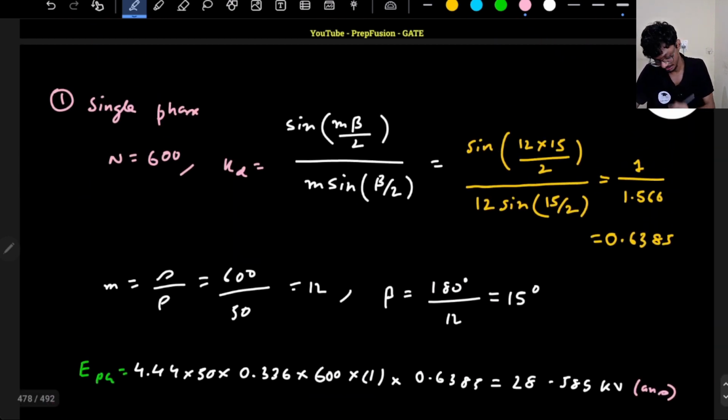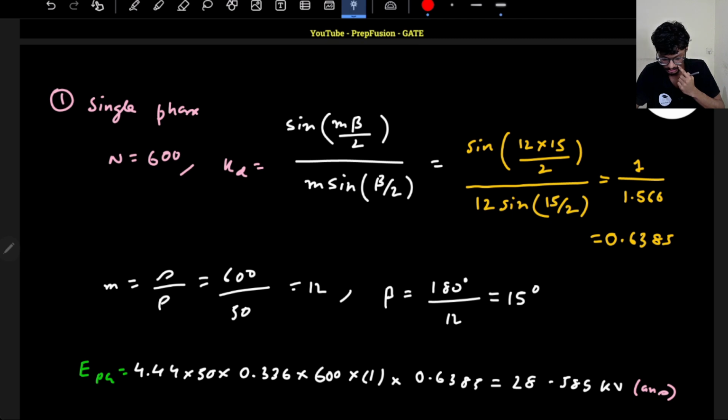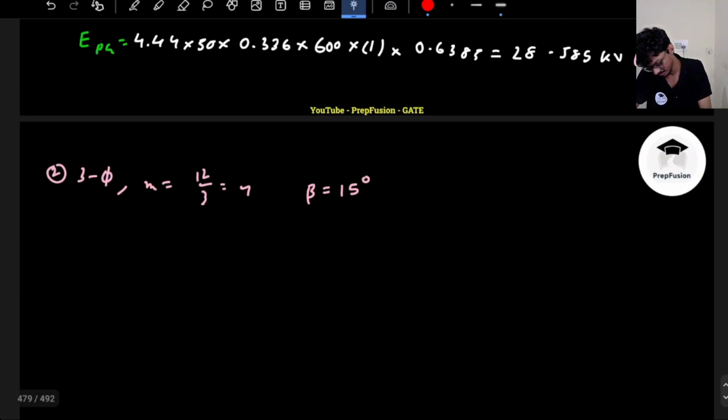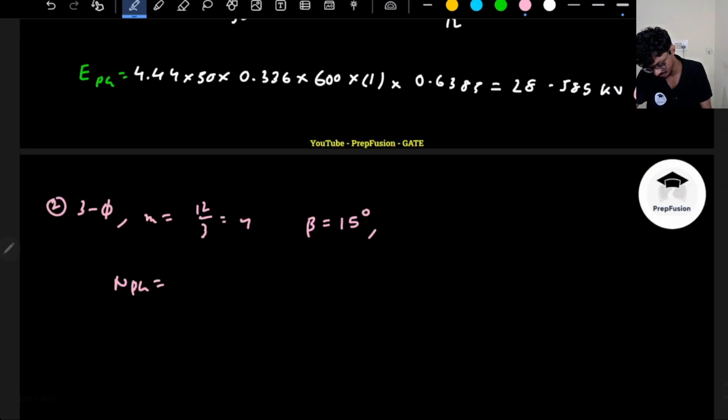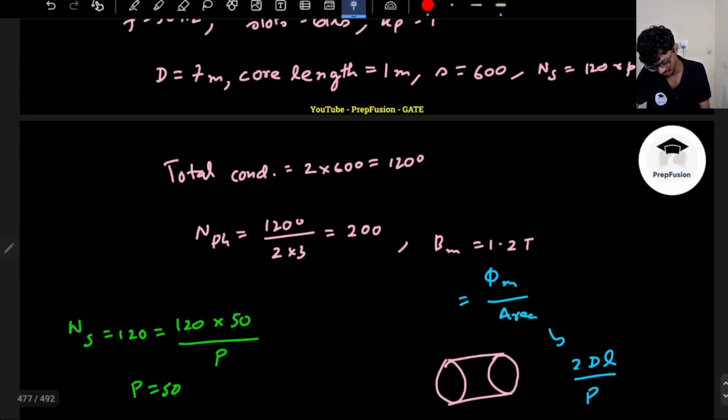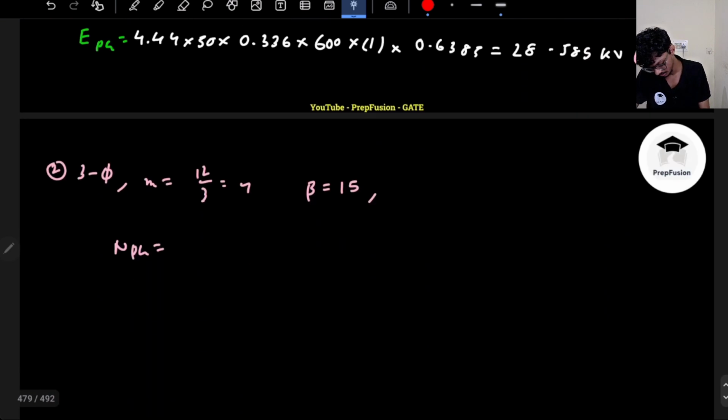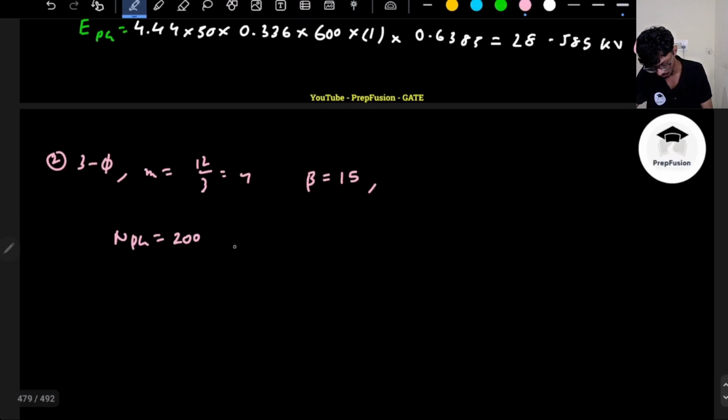Okay. Beta is still 15 degrees. Now what I can do is my KD will change. Everything else will remain same. Okay, N phase also will change. N phase already we have calculated. If it is a three phase winding, it will be 200, right? Everything else will be same. Okay, what will be your KD? KD will be sine of M beta.